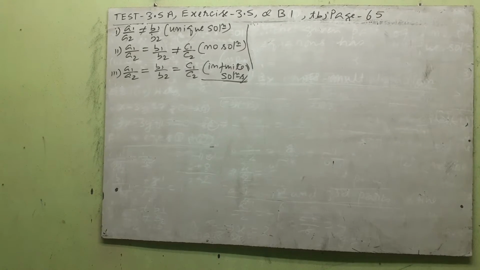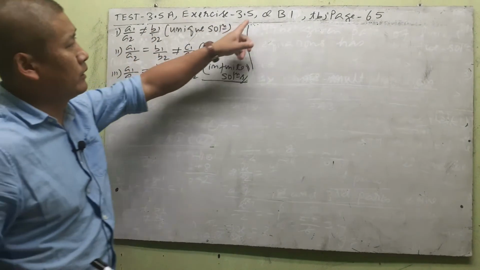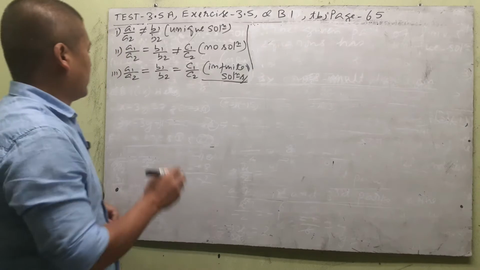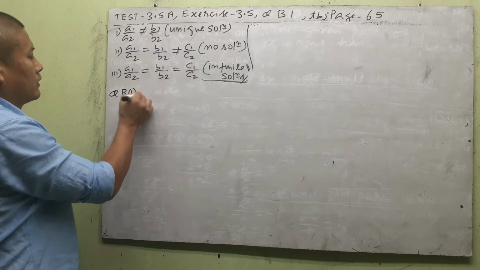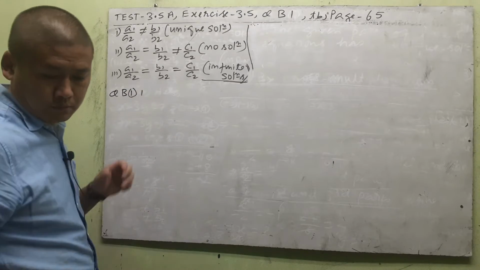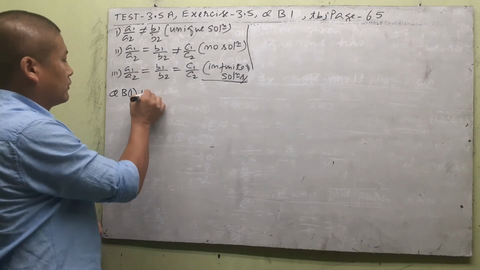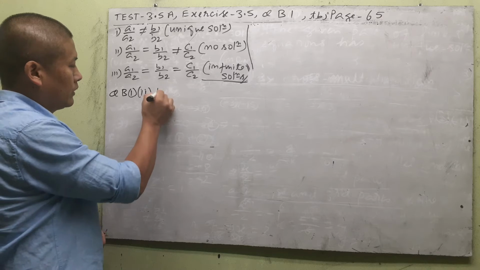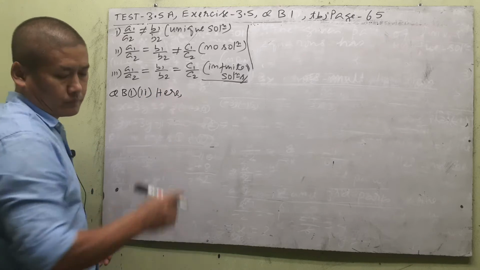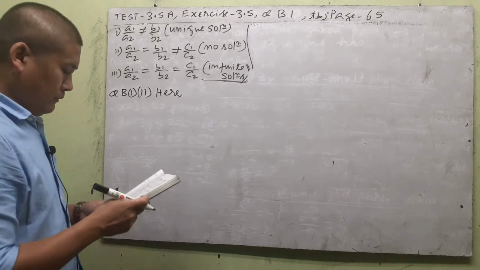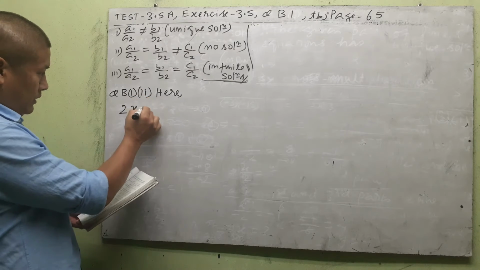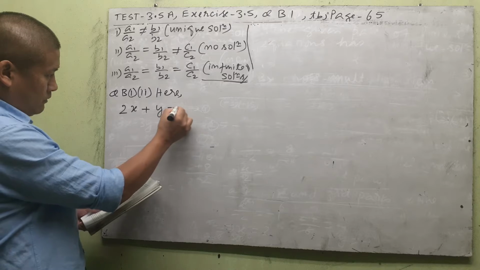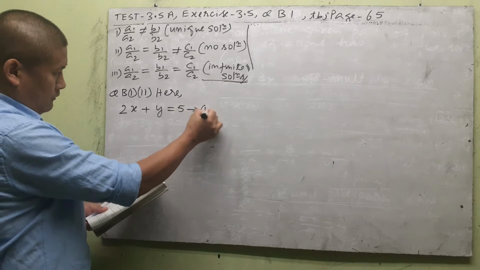Okay, so continuing with this part again. Let's do that. Exercise 3.5, question B1, subheading 2. So here, given to us is 2x plus y is equal to 5.